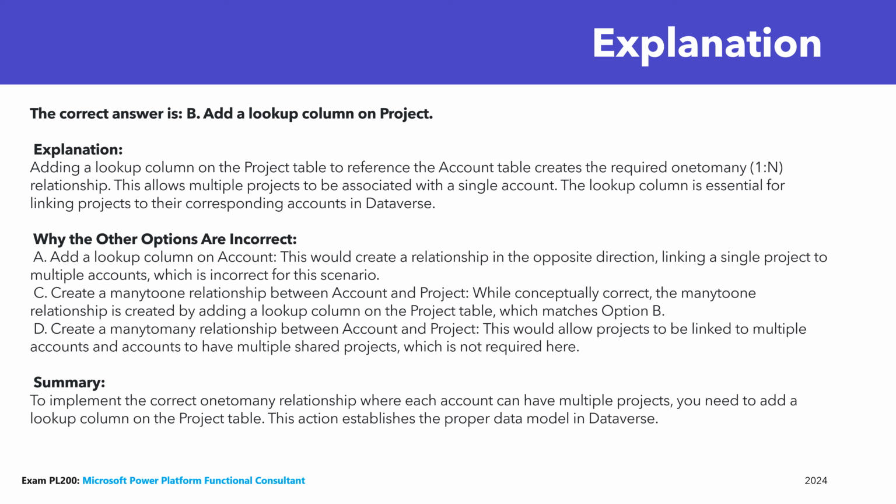Why the other options are incorrect. A. Add a lookup column on account. This would create a relationship in the opposite direction, linking a single project to multiple accounts, which is incorrect for this scenario.